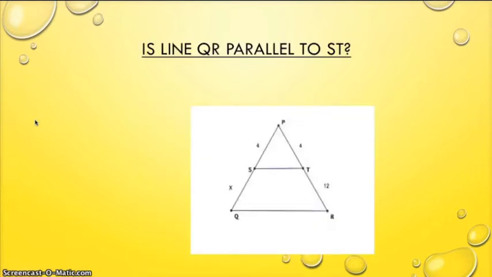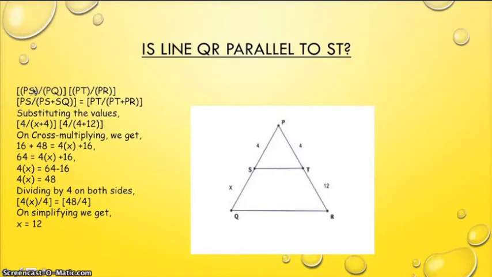Is line QR parallel to ST? Solve this on your own. The formula for this is PS divided by PQ equals PT divided by PR. PS divided by PS plus SQ equals PT divided by PT plus TR. Substituting the values: 4 divided by x plus 4, equals 4 divided by 4 plus 12.